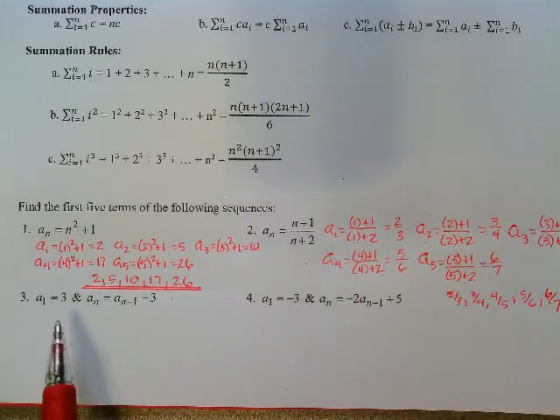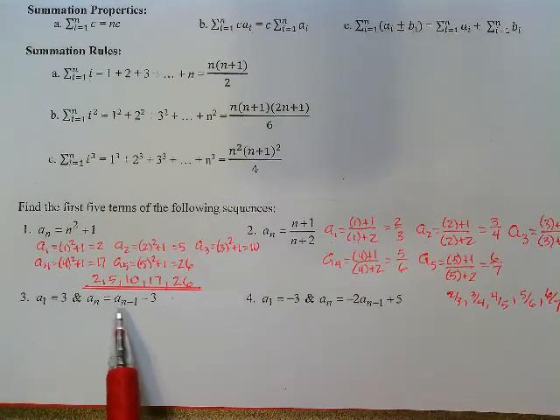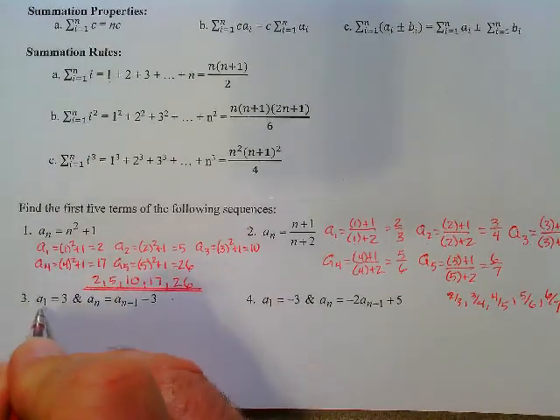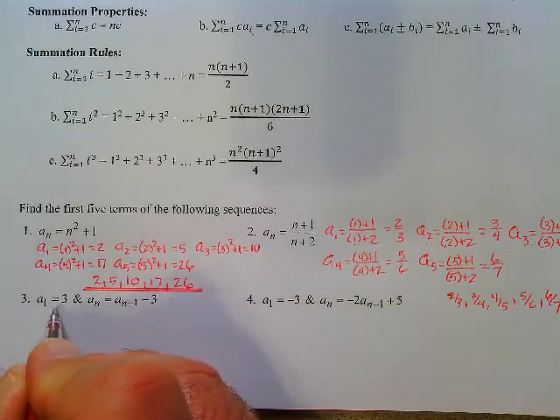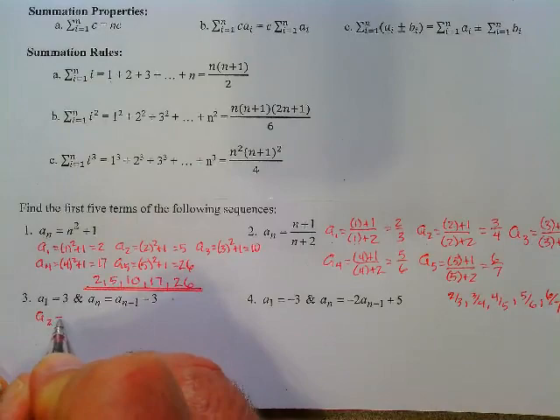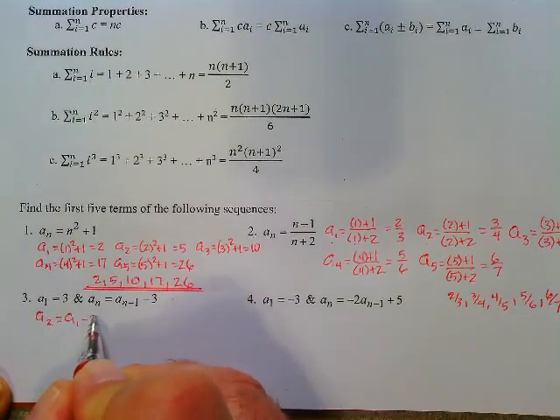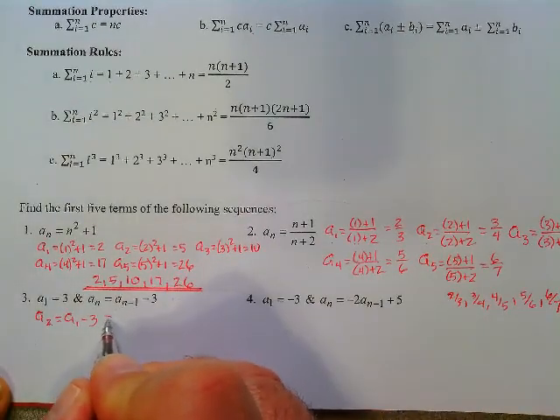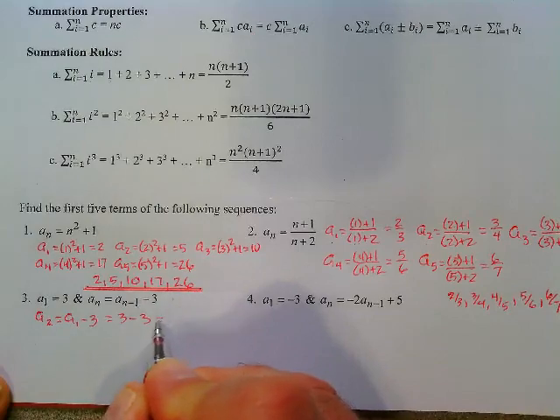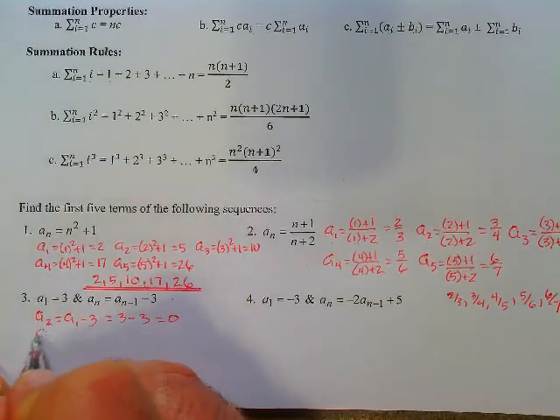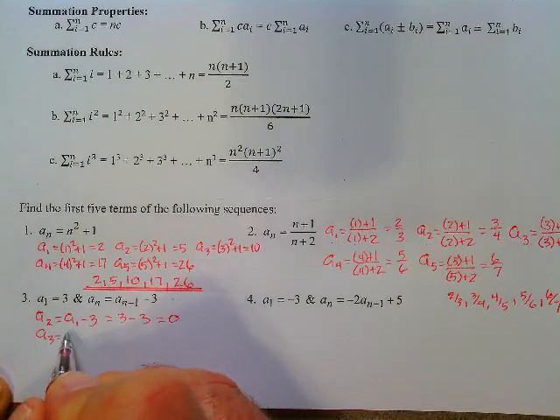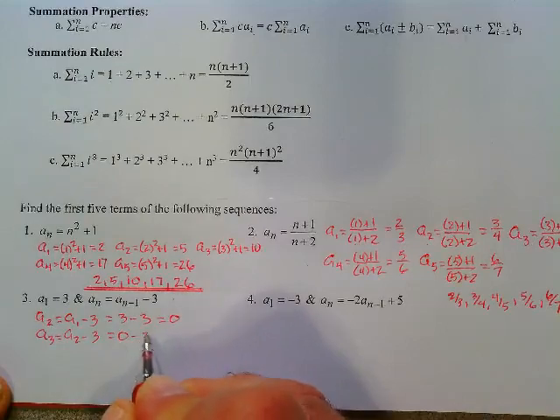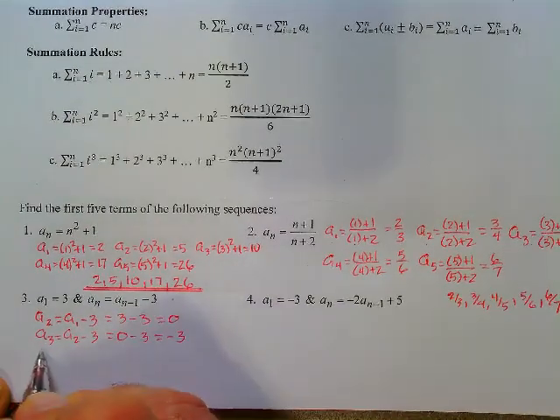So here we have a1, and the nth term is the (n minus 1)th term, subtract 3. So we have the first one already. We already have a1 is 3. a2 is going to be a1 minus 3. So again, this is one less than that one. So since a1 was 3, we have 3 minus 3, which is 0. a3 is going to be a2 minus 3, which is 0 subtract 3, which is negative 3.